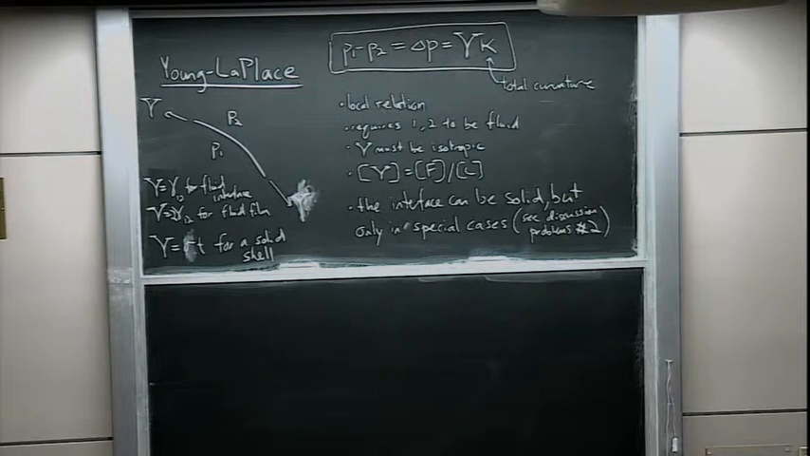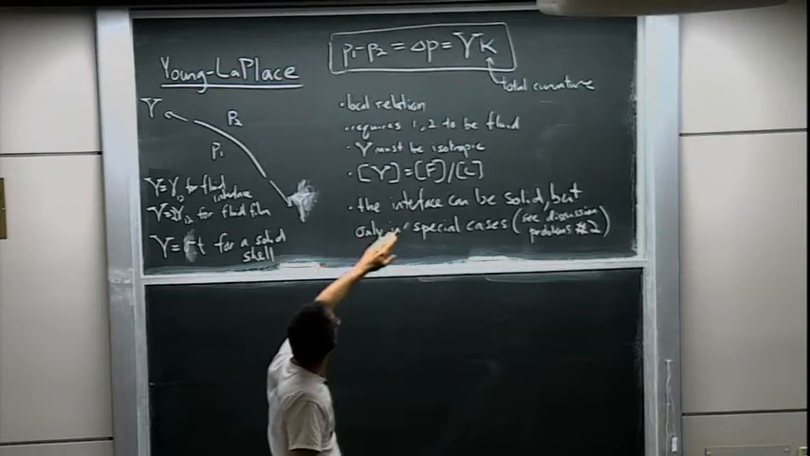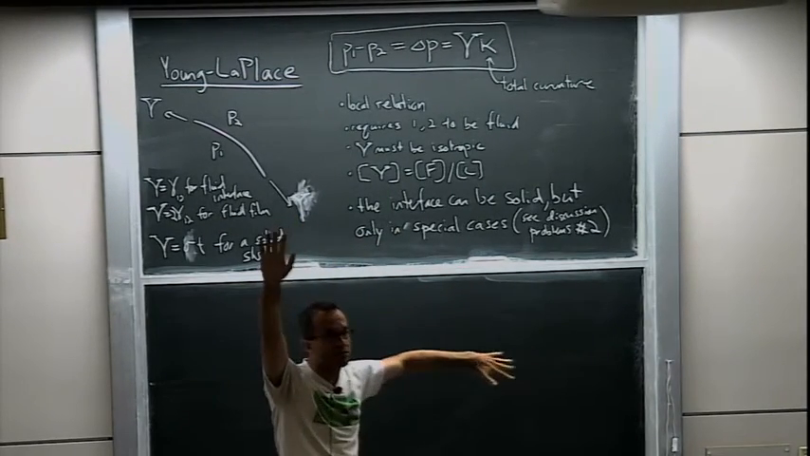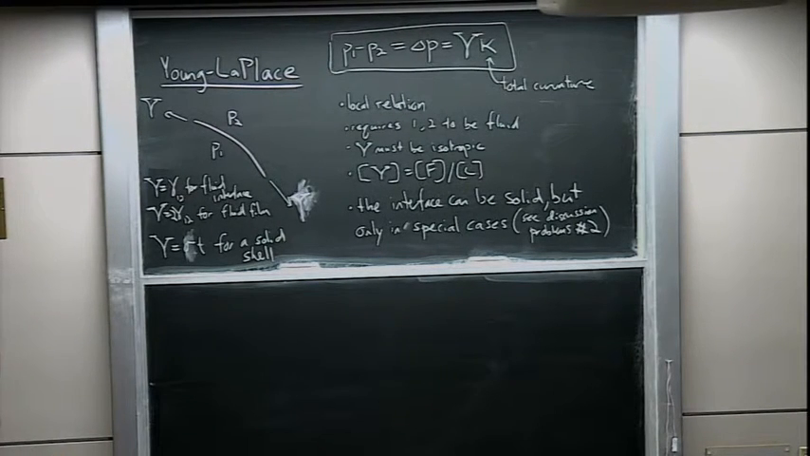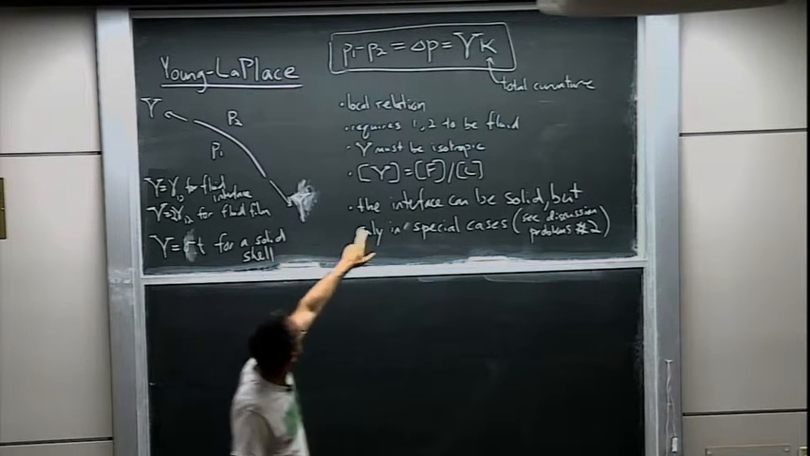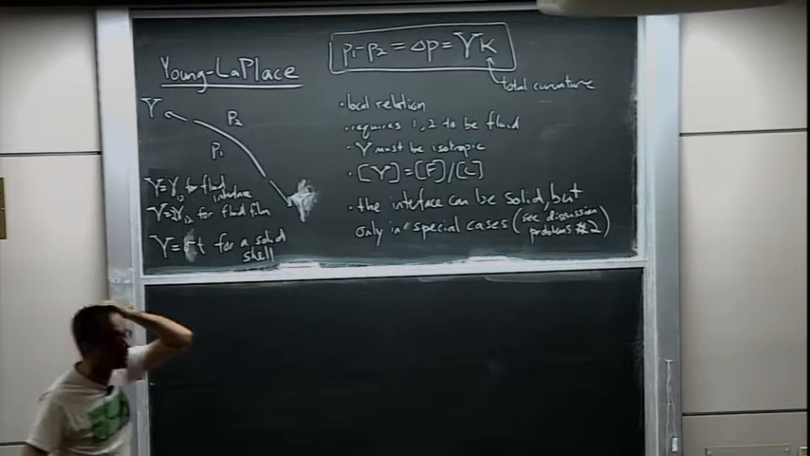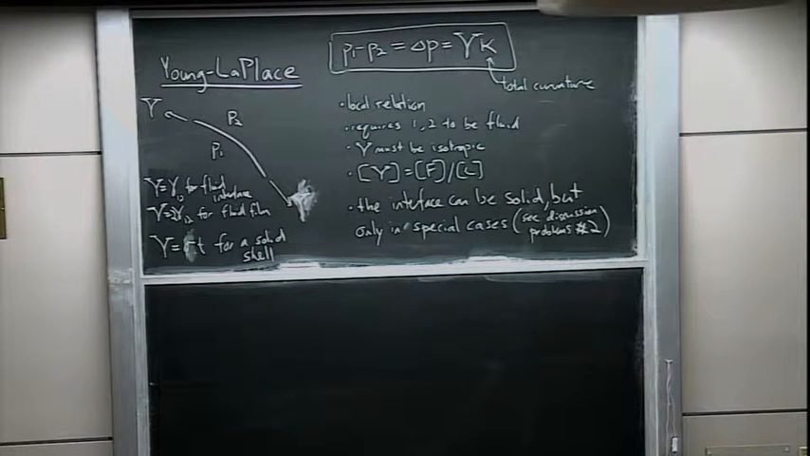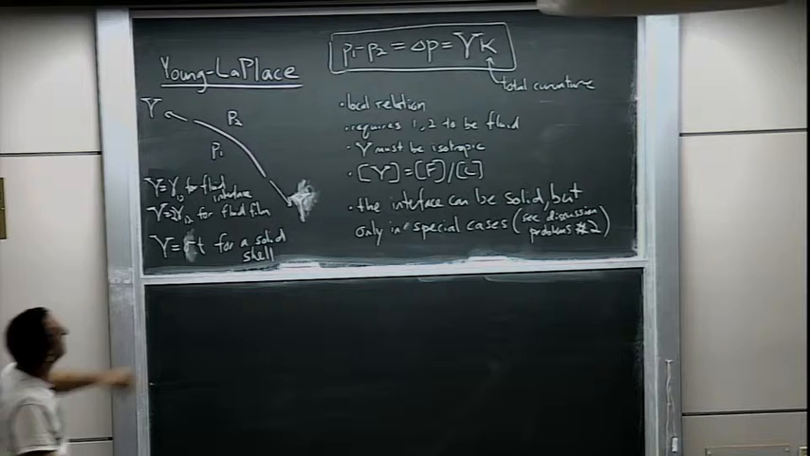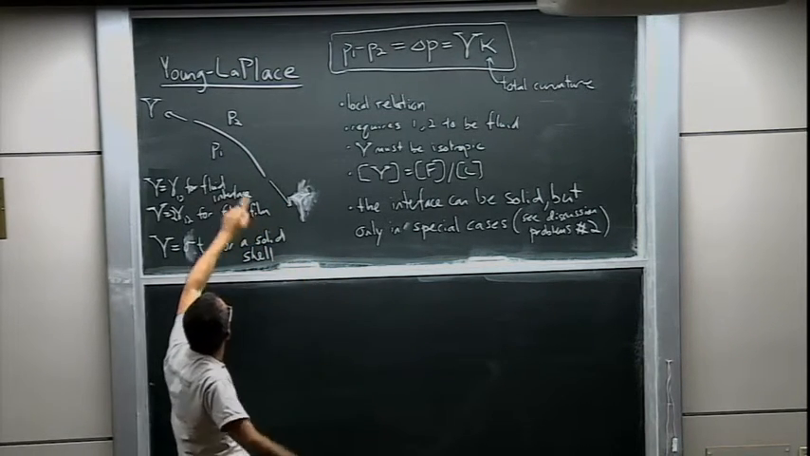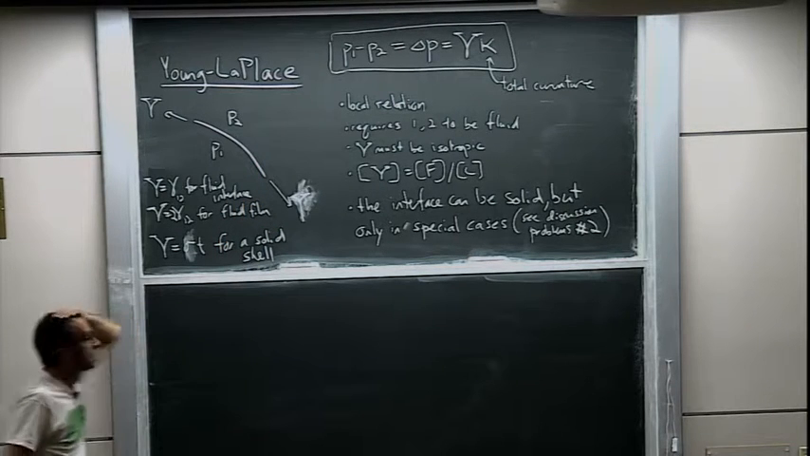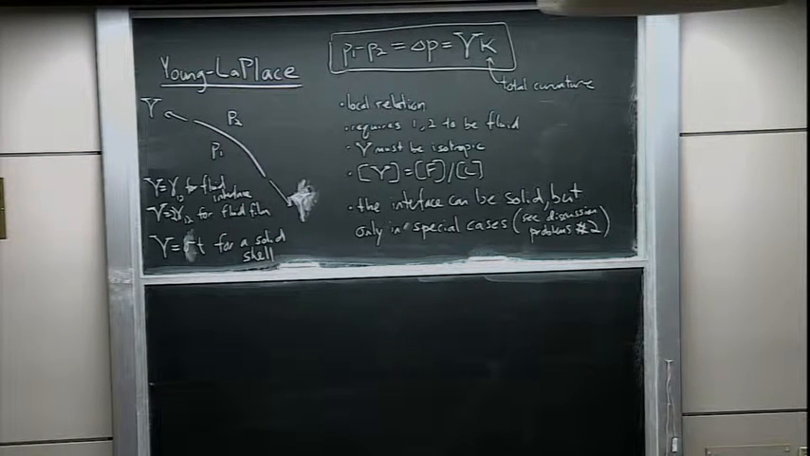Now, I want to talk a little bit about the assumptions for this relationship. It requires that the two bulk phases on either side have to be fluid. Tomorrow, we will generalize that. This tension, which we use the symbol upsilon, has units of force per unit length. And the idea behind Young-Laplace is you have a force balance between the force being applied at the boundary versus the force being applied across the face.